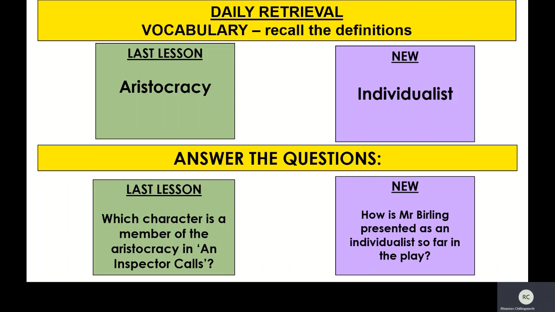Someone like Priestley would believe that as he is a capitalist, he is therefore an individualist. Because Priestley and others who believed like him had as their biggest issue with capitalism that it was about your own personal selfish gain rather than the collective good of the whole population, essentially. So that is how Mr Birling is presented as an individualist, because of his capitalist ideals.